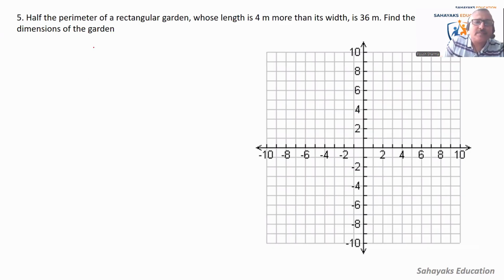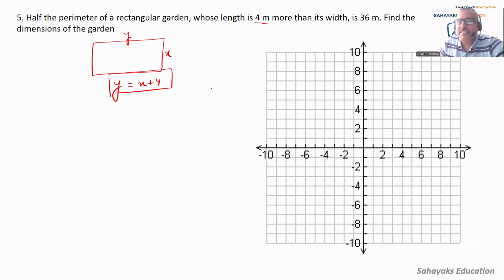Okay, so let's make a rectangle here. We'll say the length is y and the width is x. They're saying the length is 4 meters more than its width. That means y is equal to x plus 4. This is the first equation. And the second equation will be: we have said half the perimeter of the rectangular garden is 36.